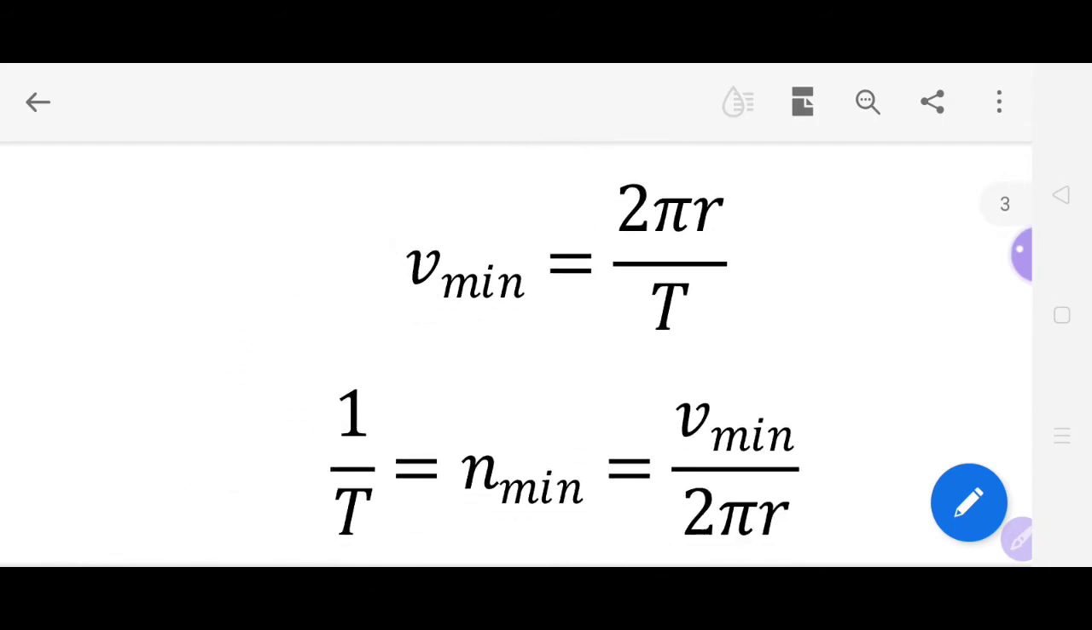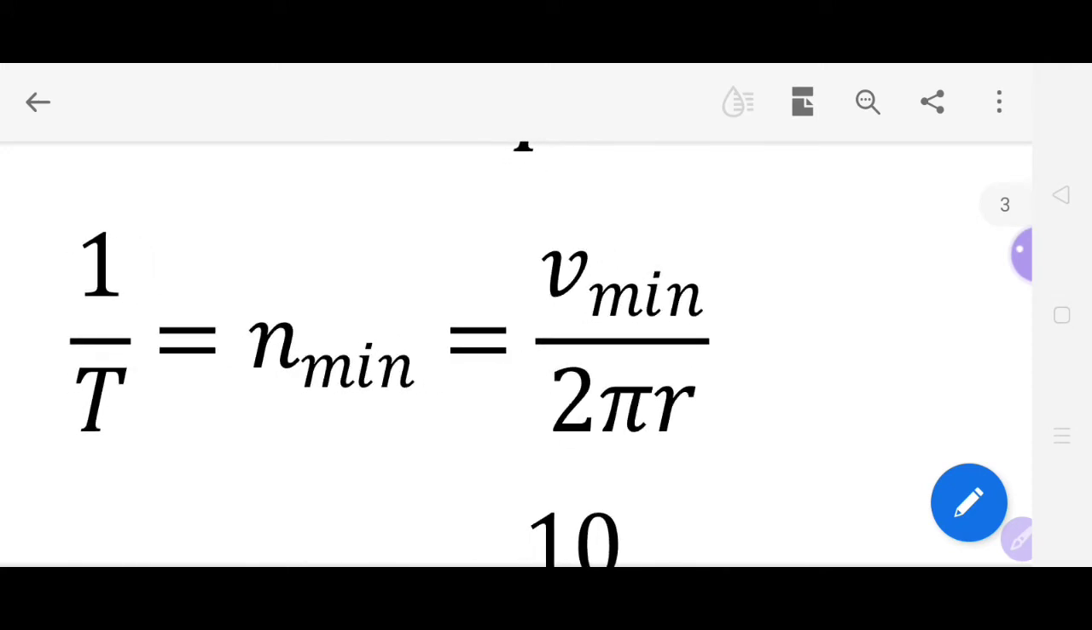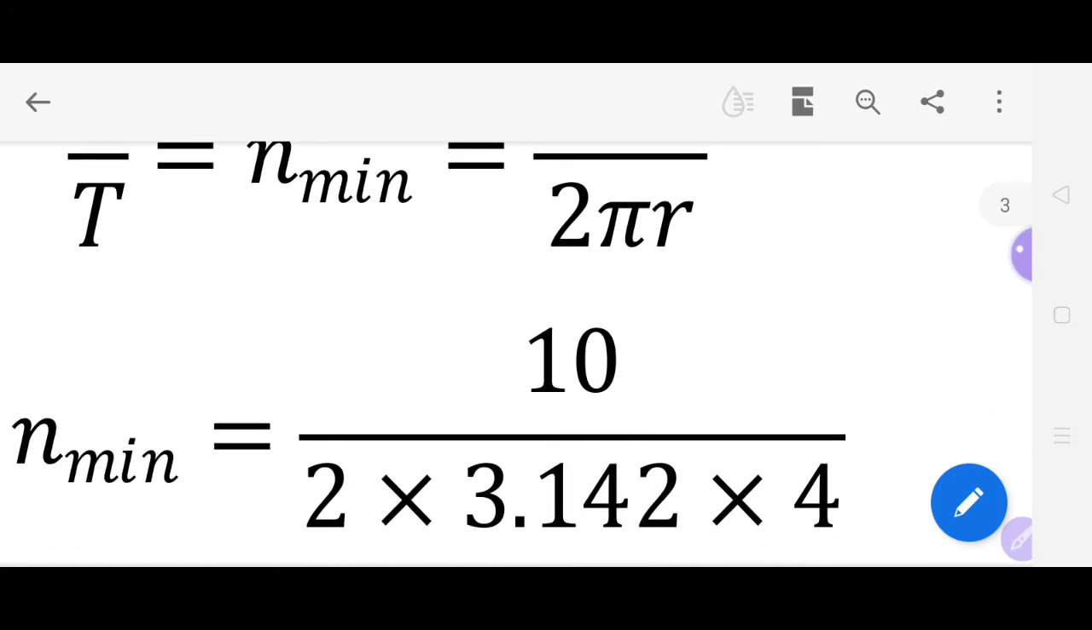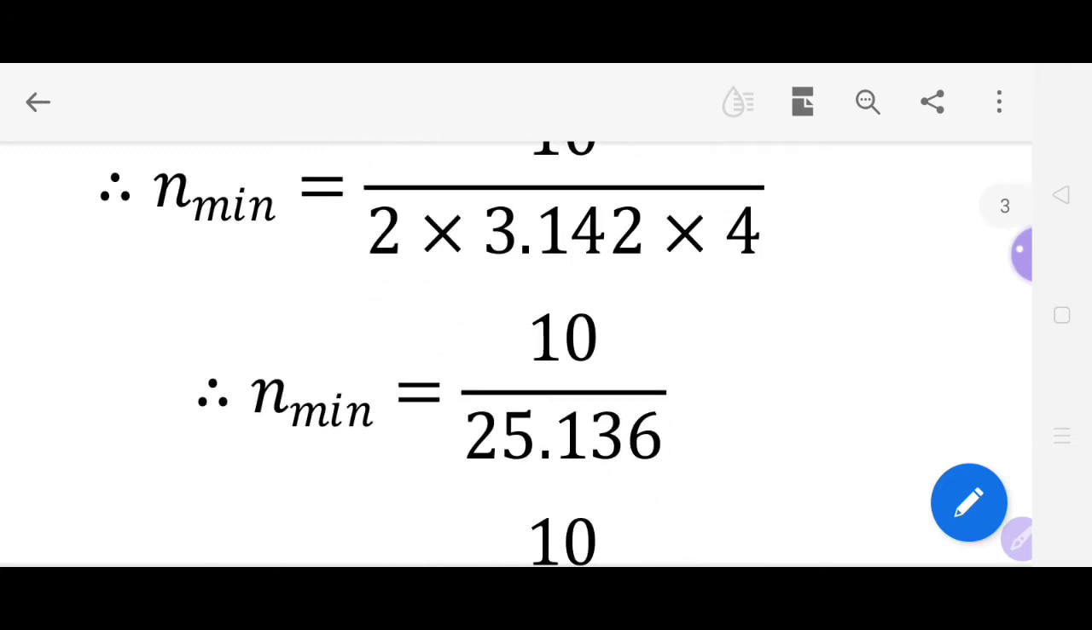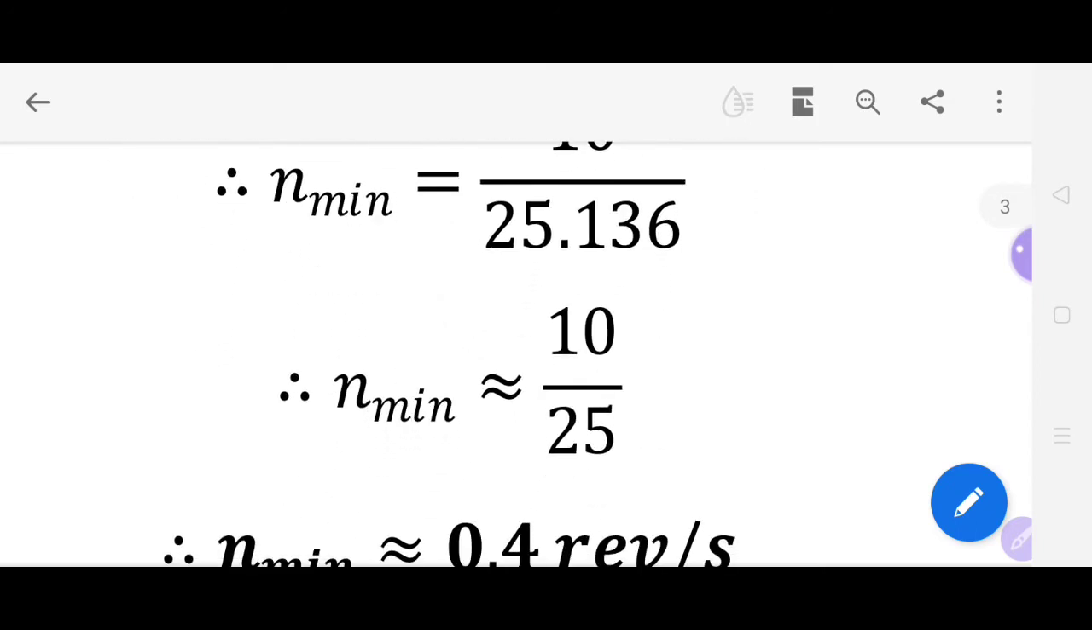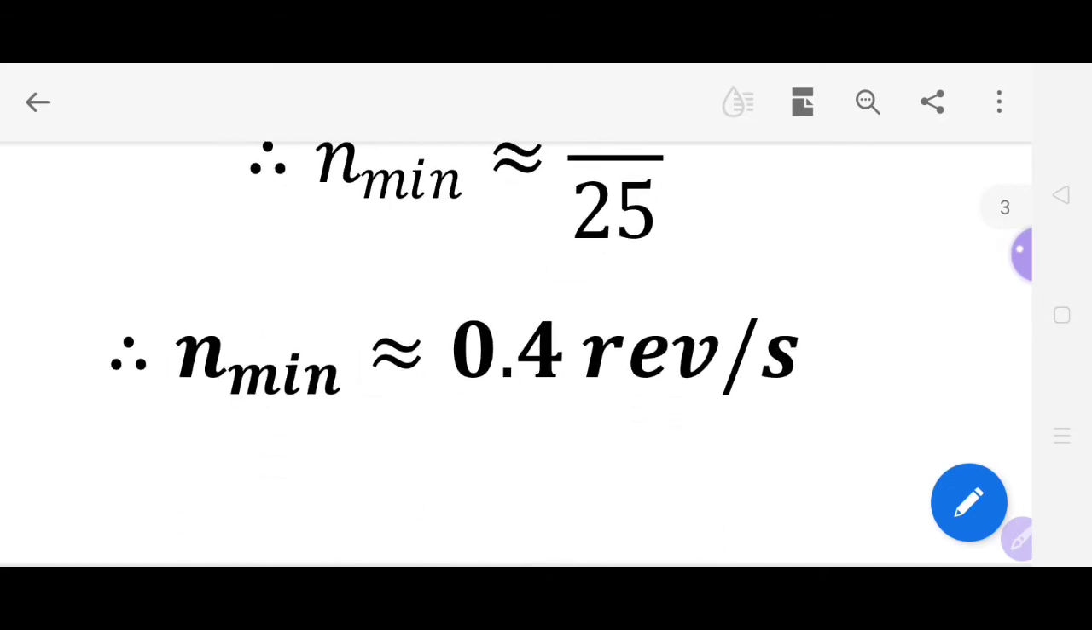But 1 upon T is frequency. Therefore, we can take 1 upon T as n, and so we get n minimum is equal to v minimum divided by 2 pi r. Now put the value of v minimum, that is 10, and the value of r as 4. Solving this, we will get n minimum is equal to 10 upon 25.136, and if we take 0.136 approximately as 25, so n minimum will be equal to 10 upon 25 approximately, and so its answer will be n minimum is equal to 0.4 revolutions per second.